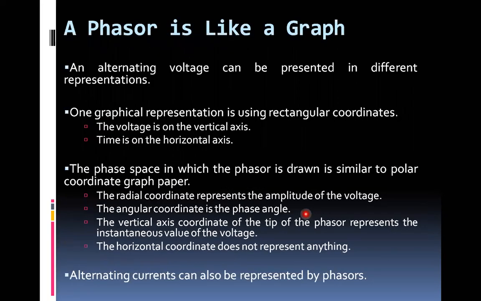A phasor is like a graph. An alternating voltage can be presented in different representations. One graphical representation is using rectangular coordinates. The voltage is on the vertical axis, time is on the horizontal axis. The phase space in which the phasor is drawn is similar to polar coordinate graph paper. The radial coordinate represents the amplitude of the voltage, the angular coordinate is the phase angle, the vertical axis coordinate of the tip of the phasor represents the instantaneous value of the voltage, and the horizontal coordinate does not represent anything.